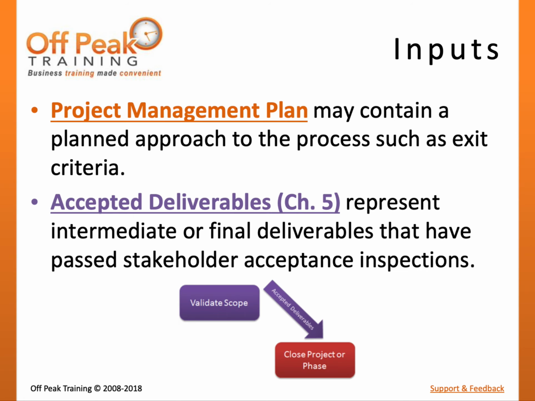There are three key inputs to the close project or phase process. The project management plan may include the metrics that will be used to measure the success of project completion, as well as exit criteria and procedures. Accepted deliverables represent intermediate or final deliverables that have passed stakeholder acceptance inspections in the validate scope process. Organizational process assets may include organizational policies or templates for project closure, such as an exit criteria checklist.